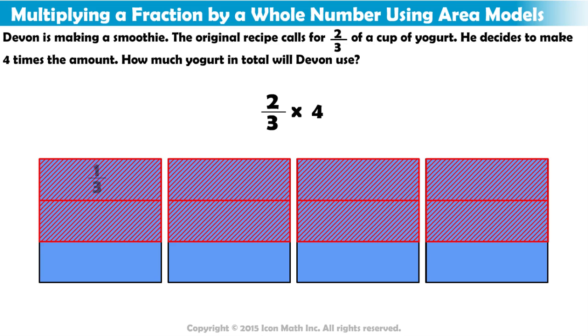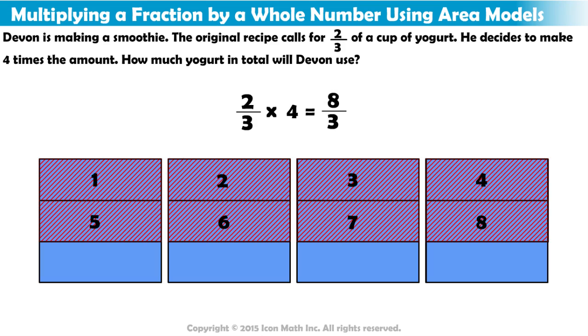And we know that each part represents 1/3. So, how many 1/3 parts are there in the overlap area? We have 8 parts of size 1/3, which equals 8/3. So the product of 2/3 and 4 is 8/3.